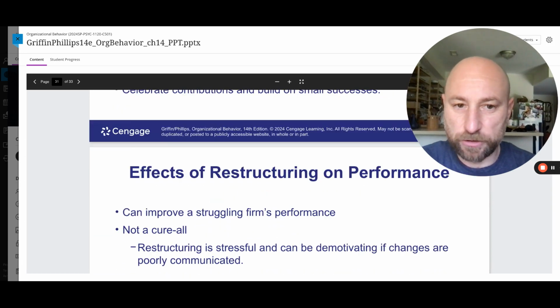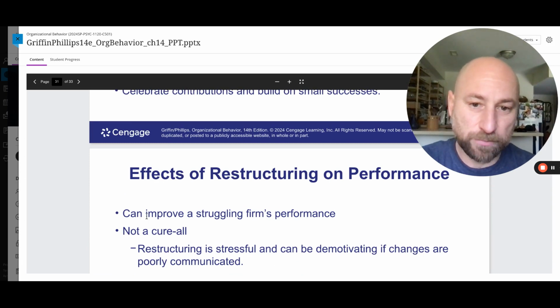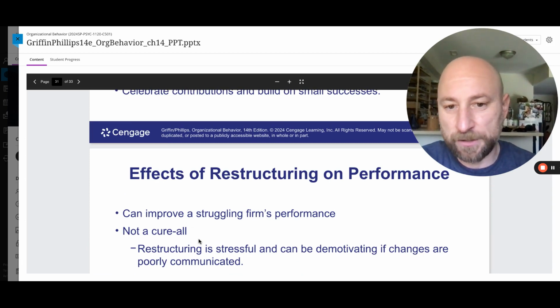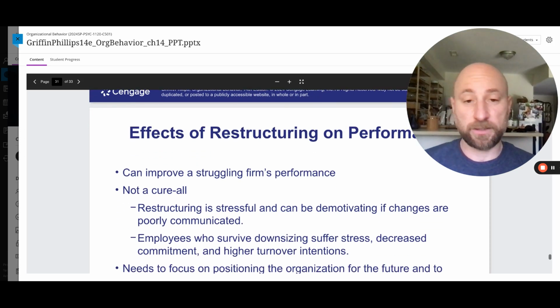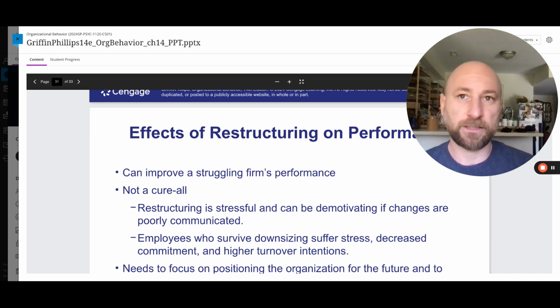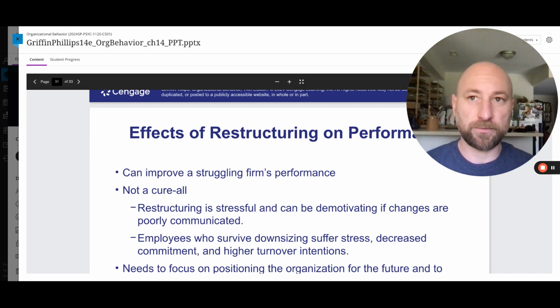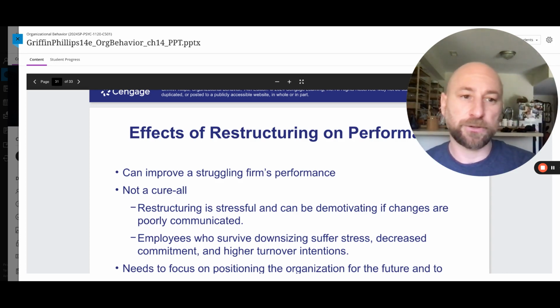Effects of restructuring on performance. Restructuring can improve a struggling firm's performance, but it's not a cure-all. Sometimes large organizations, really more so large ones, because in a small organization you don't have a lot of structure to restructure. If performance is not where somebody thinks it should be, you could try to restructure the whole thing and figure out new ways to organize the employees and new reporting relationships and things like that. Or maybe you offshore a certain manufacturing product.